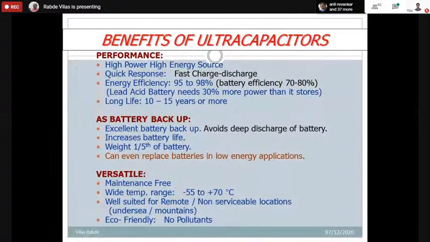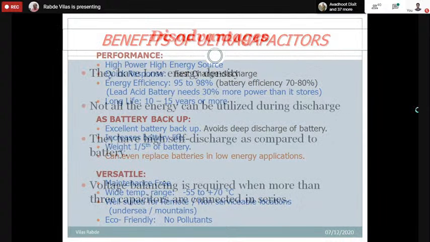Versatile, it is maintenance free, wide temperature range. Well suited for remote non-serviceable locations. Because if you are having any remote rain gauge or remote unit, you can charge it with this solar panel, and it can give you the reliable life throughout the instrument working. It is eco-friendly. There are no pollutants in the manufacturing process.